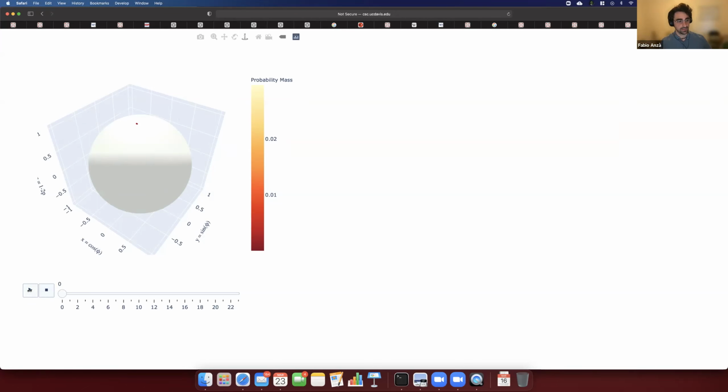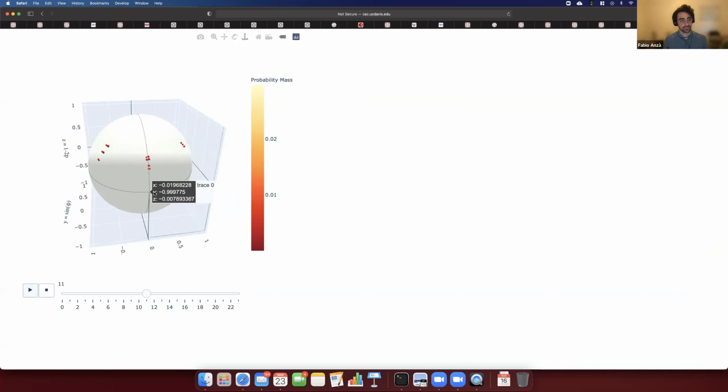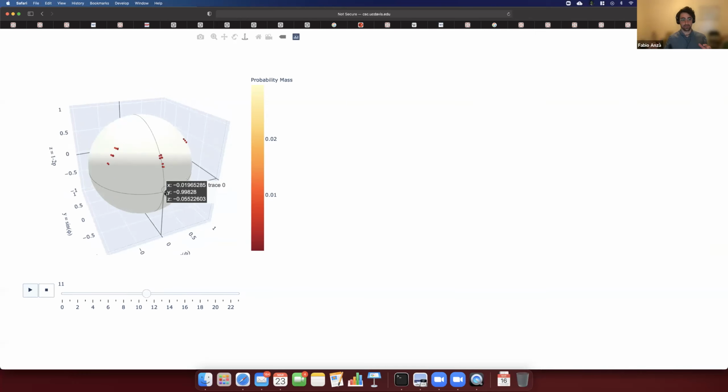But what happens as I let time flow? As you can see, over time, as I was trying to explain before, the presence of an environment changes the state of my system. And the way it does so, this is a very intuitive picture, but I think it's a fair representation of what is happening.